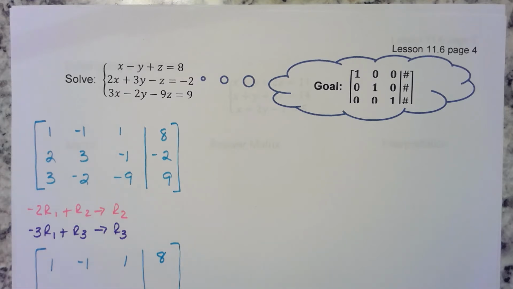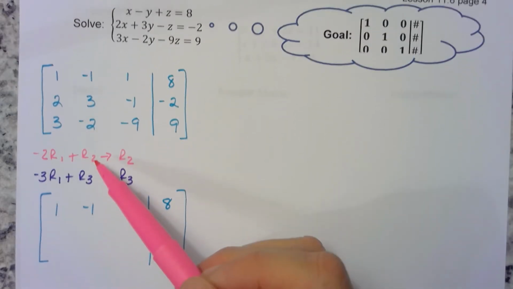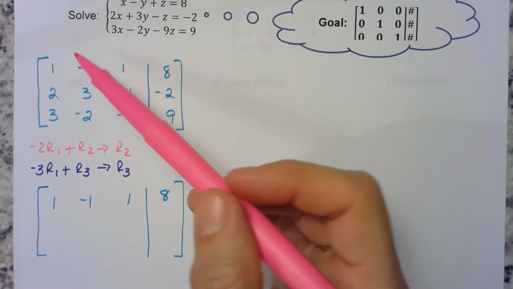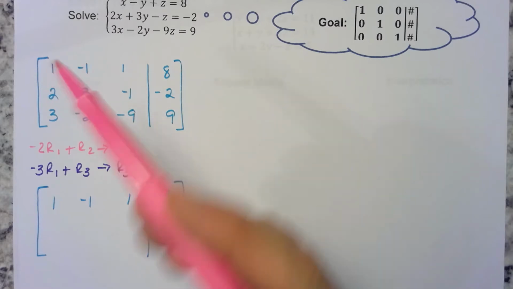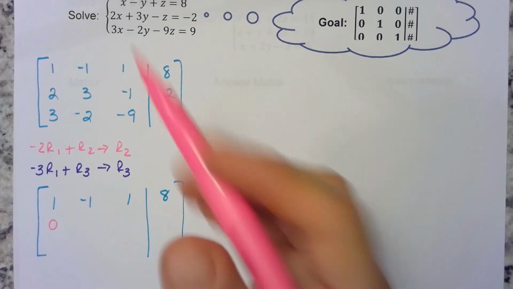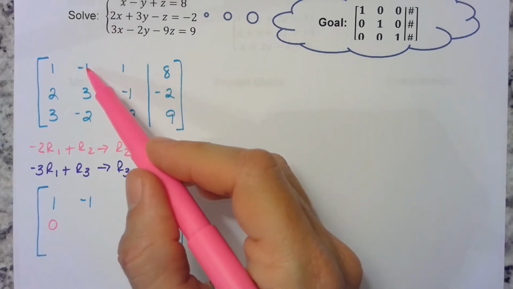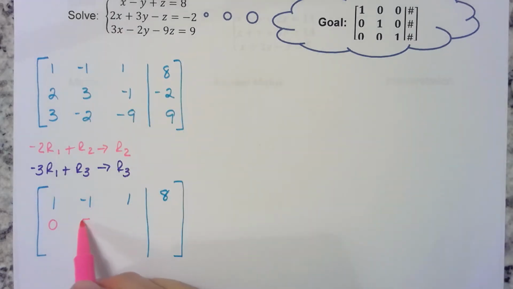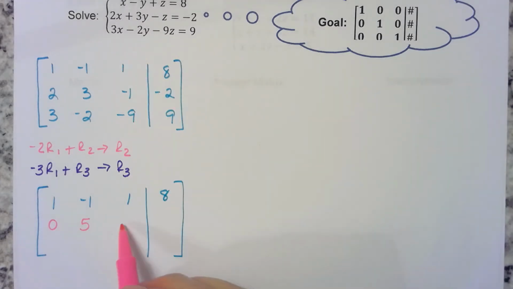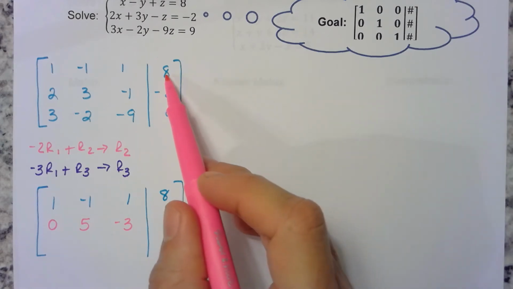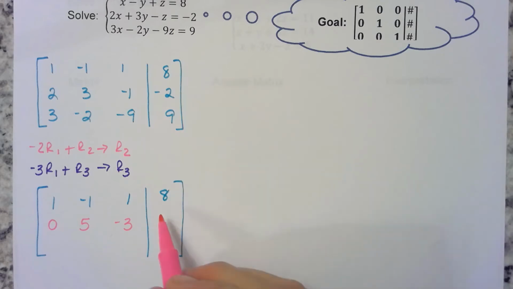Now row 2 becomes -2 times row 1 plus row 2. -2 times 1 is -2, plus 2 is 0. -2 times -1 is 2, plus 3 is 5. -2 times 1 is -2, minus 1 is -3. -2 times 8 is -16, minus 2 is -18.